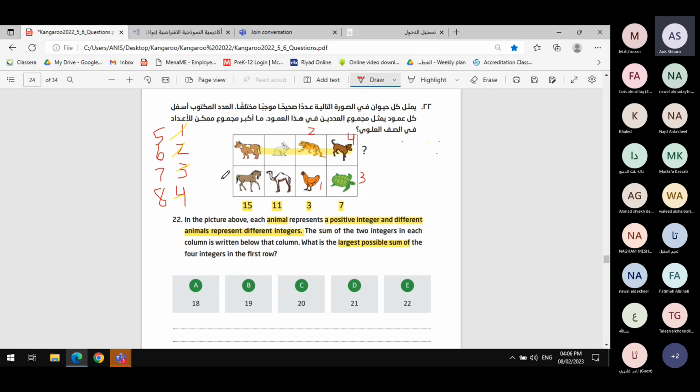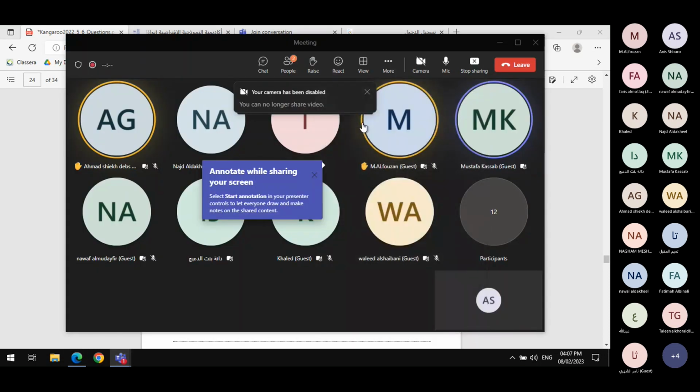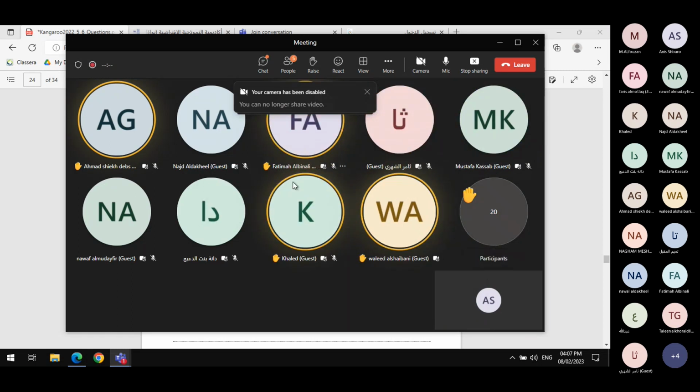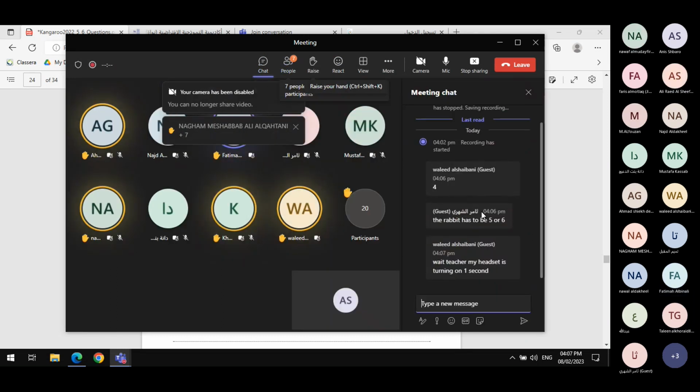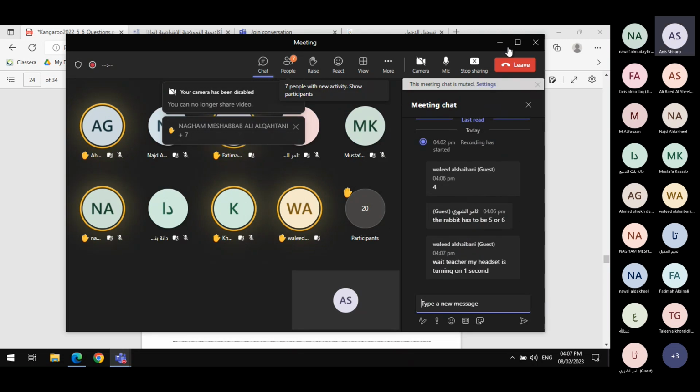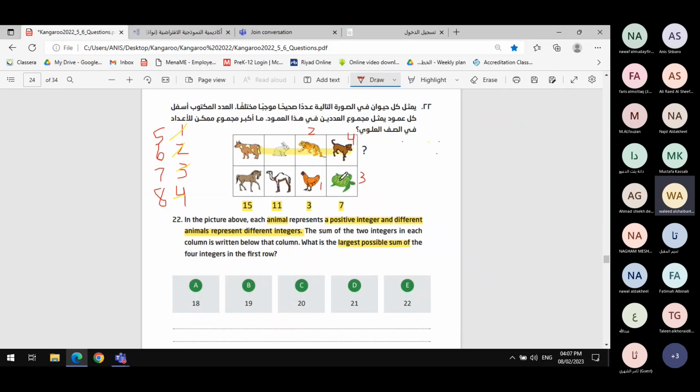So we have those 4 animals left. Which one would you like to start with? Teacher, I don't really understand. Okay. Walid, let's take 1 minute to repeat the idea of what we are doing, and then we are going to continue, okay? Okay.